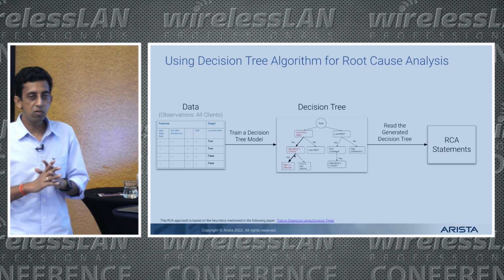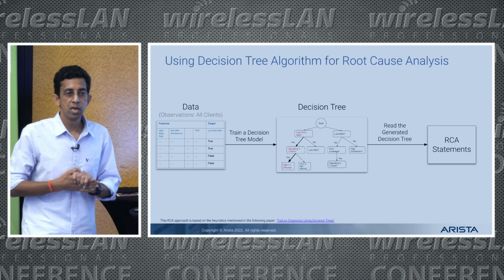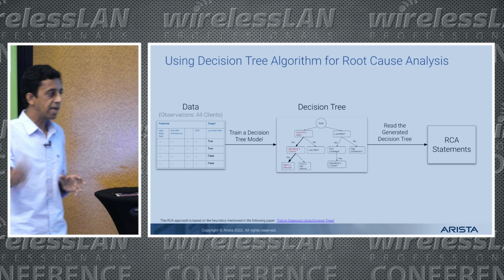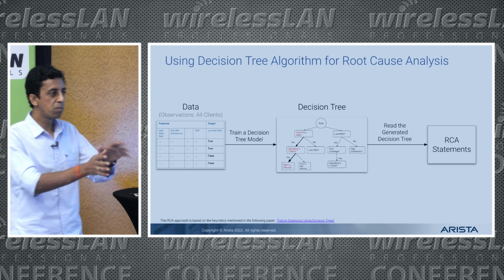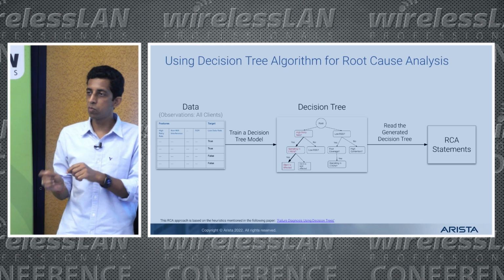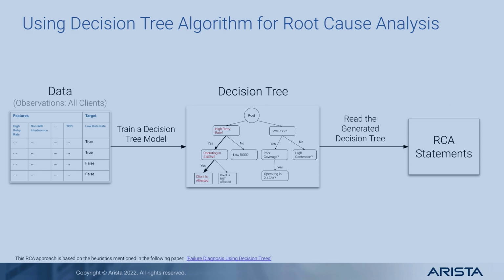So when you train a machine learning model, in this case a decision tree model, they are really good at detecting patterns, okay? So if your client is facing low data rate, what might be causing it, right? But here we will not use the generated model to predict, okay? We will use it basically to see what it has learned from the data, okay?